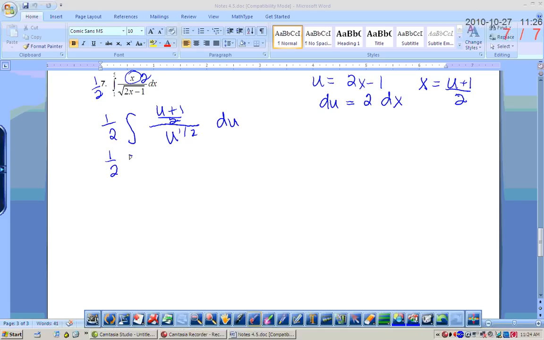All right, and then personally, the first step I would do is rewrite this as 1/2 times u plus 1, and then instead of dividing by u to the 1/2, I could multiply by u to the negative 1/2 du.